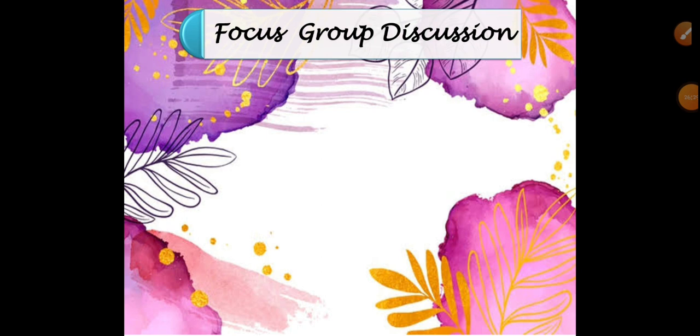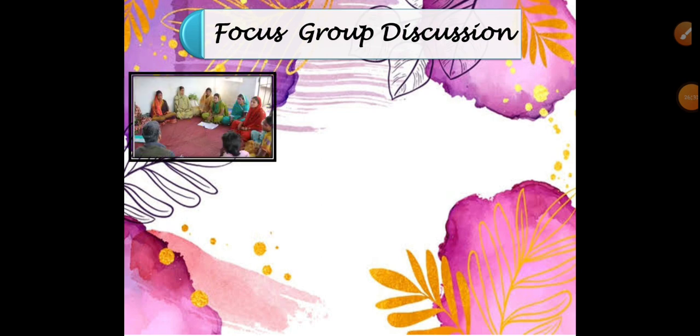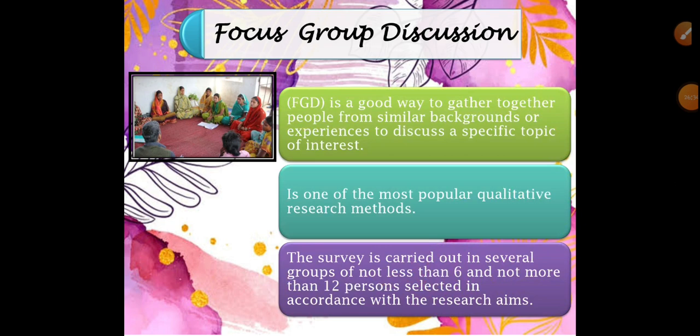Okay, and the last one is focus group discussion, or FGD. FGD is a good way to gather together people from similar backgrounds or experiences to discuss a specific topic of interest. It's one of the most popular qualitative research methods. The survey is carried out in several groups of not less than 6 and not more than 12 persons selected in accordance with the research aims. In FGD, there are only 5 to 6 questions that are carefully developed. The optimal duration of the group discussion is 1.5 to 2 hours.